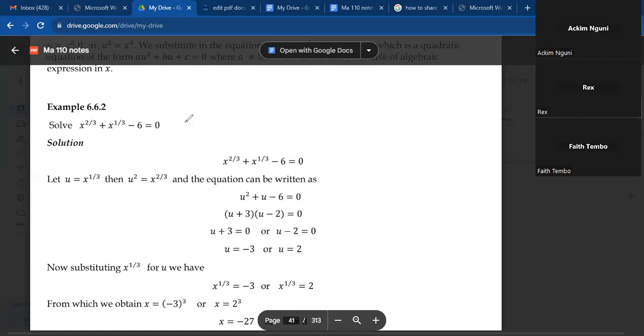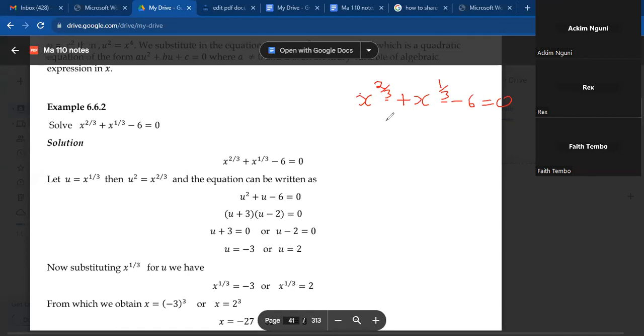So the question is a quadratic equation, of course, of this format. If you're asked to solve the equation x to the power 2 over 3 plus x to the power 1 over 3 minus 6 equals 0, the first thing you do is see the similarities of those terms, both raised to a power with something over 3.